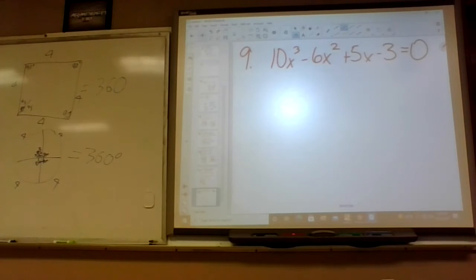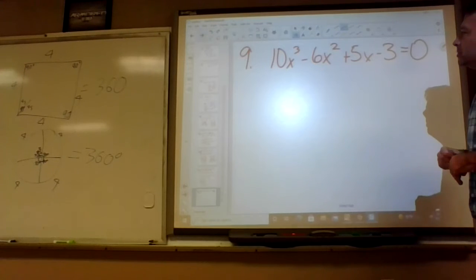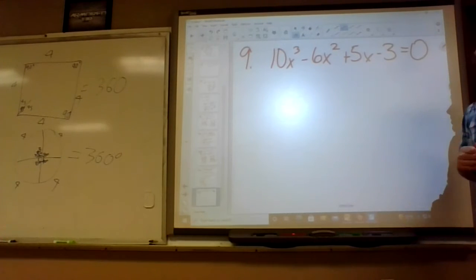So you just put it all on the left side? Yeah, I just moved it all to the left, but in a different order. I put it in order, from the highest power to the lowest.